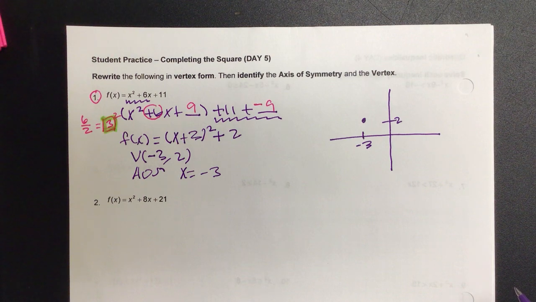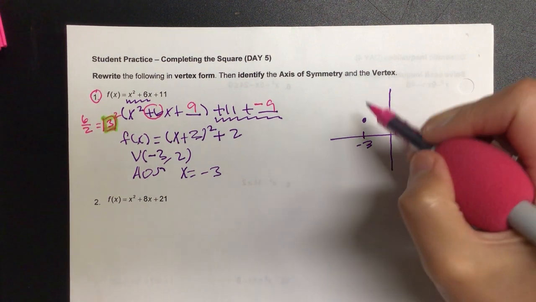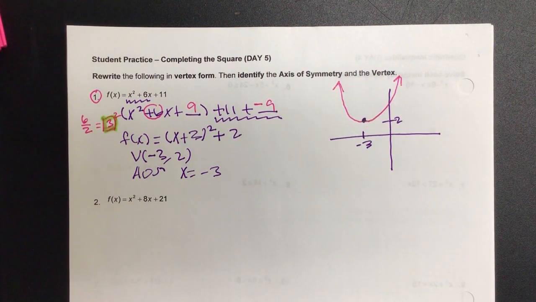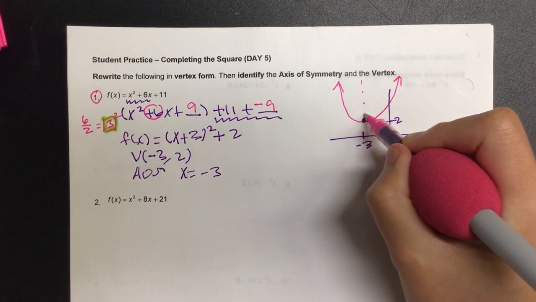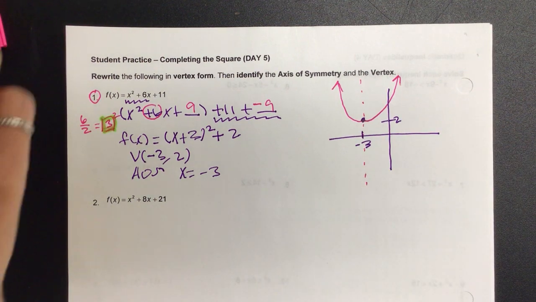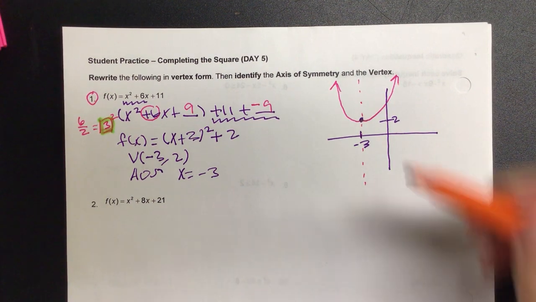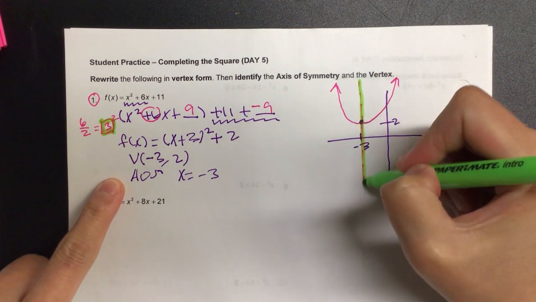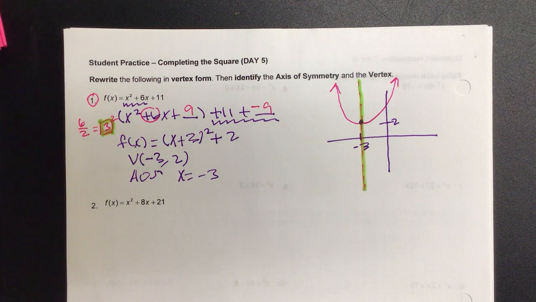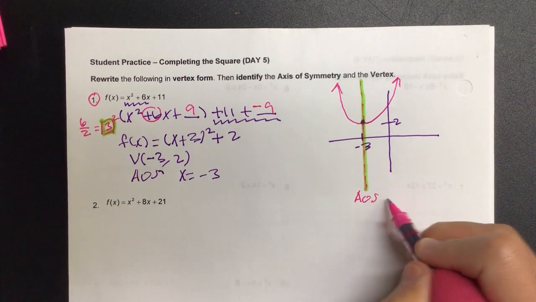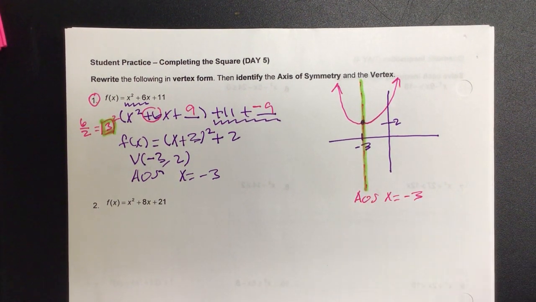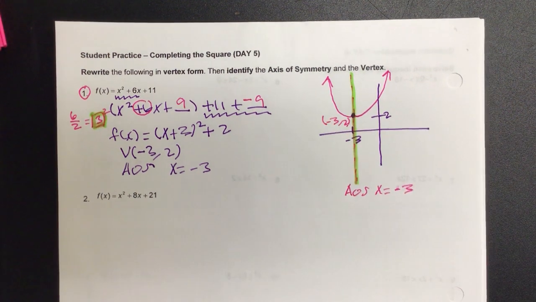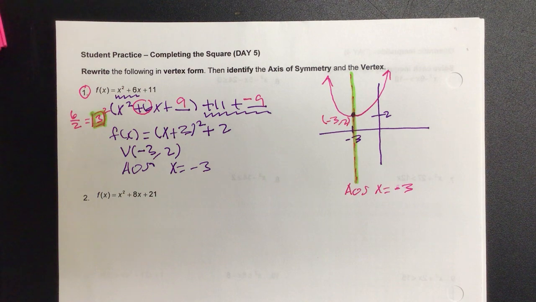Is the parabola going to go upward or downward? Upward. It's going to go up because we have a positive x squared. And our axis of symmetry is a line that divides this into 2 equal pieces. I'll make that green. So here's my axis of symmetry. Let's label on here: our AOS is at negative 3 on the x, and our vertex is negative 3, 2. And that's all I need.